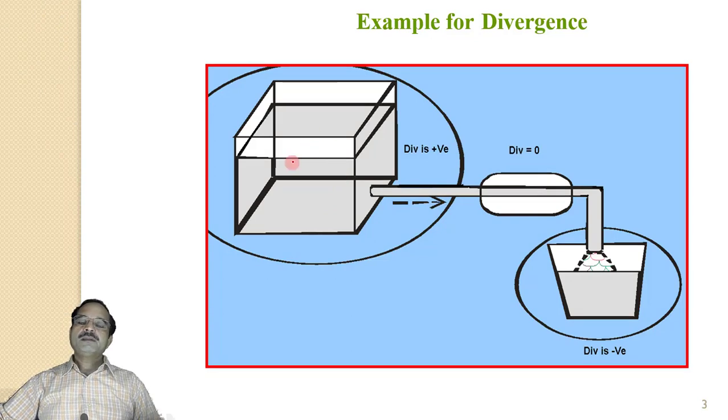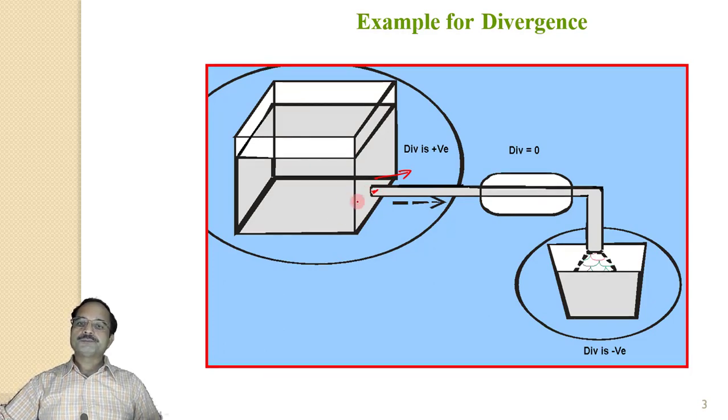So there are three tanks. In one tank here, water is flowing through this tank and coming into the bottom tank. Now at this tank, if I consider this point, the water is coming outside of this tank at this point. So as applied to this tank, the divergence is said to be positive because the net flow is outside of this volume.